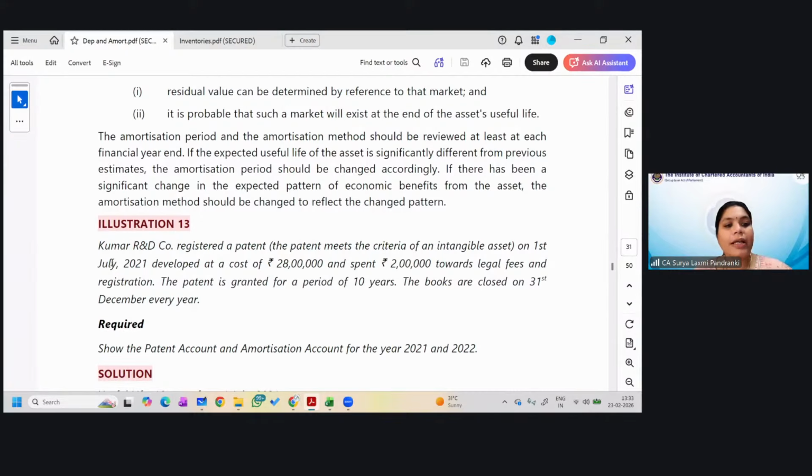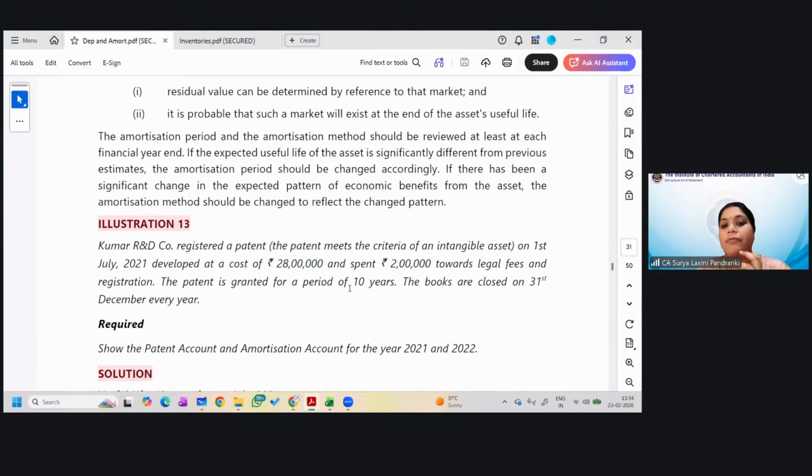On 1st July 2021, it developed at a cost of 28 lakhs and also spent 2 lakhs on the legal fees. Legal fees and registration, without this cost, you can't record that patent or you can't use that patent, right? So this 2 lakhs is the cost which have to be added to the cost of the patent. So what is the total cost of the patent? 28 lakhs plus 2 lakhs.